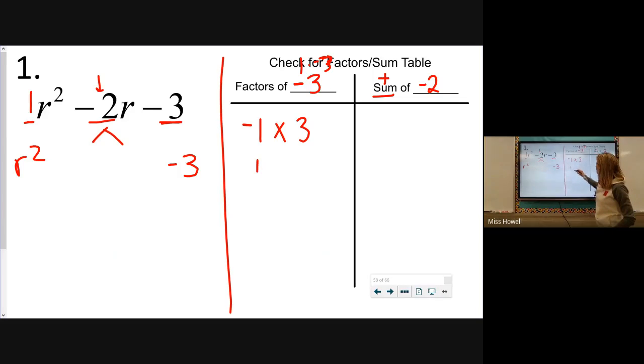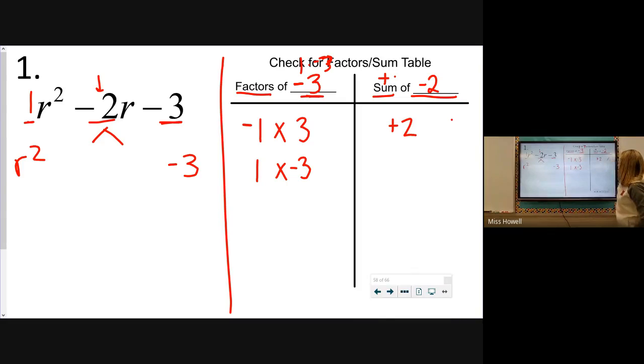And our other option would be 1 times negative 3. Those are our only options of things I can multiply to get to negative 3. So I'm looking for the combination that when I add those digits up, it gives me a negative 2. Negative 1 plus 3 would actually give us a positive 2 over here, right? So that one fails. That's not the combo that's going to work. A 1 plus negative 3 would give us this negative 2. That's our magic combination. This is our combo we need to use right here in the middle.